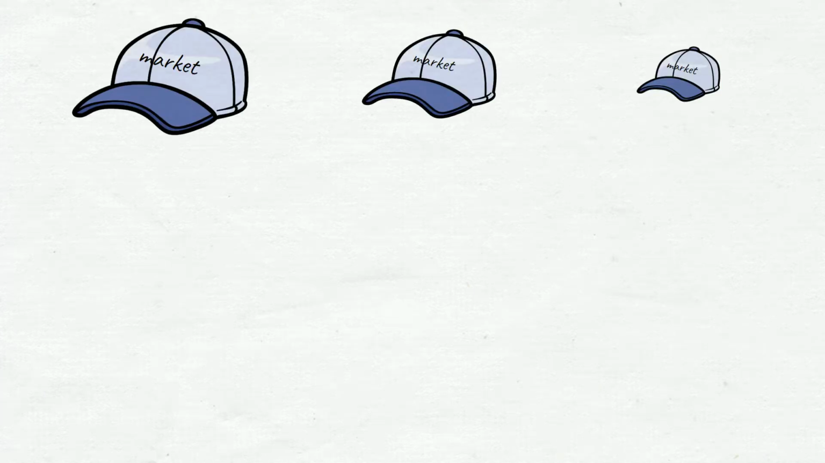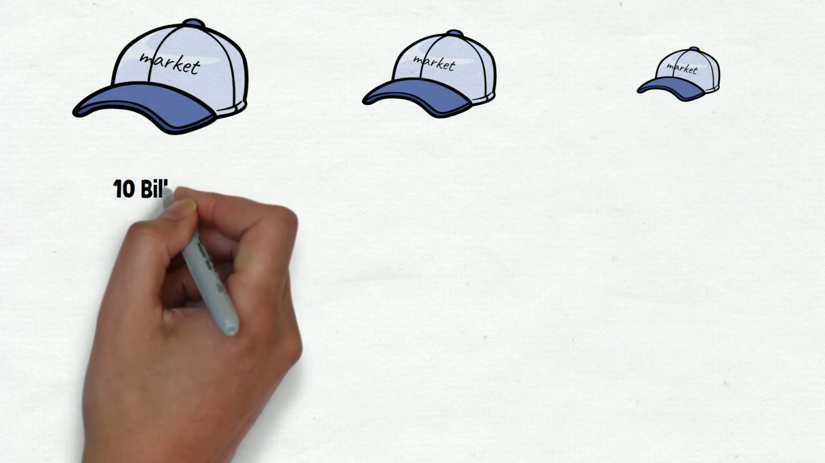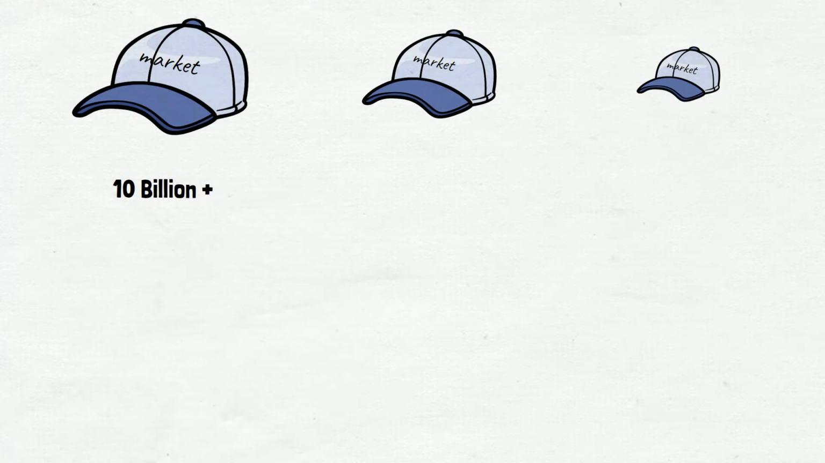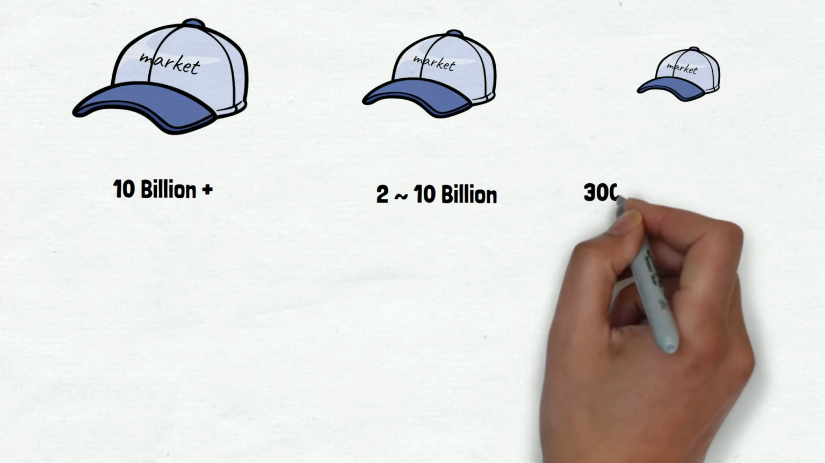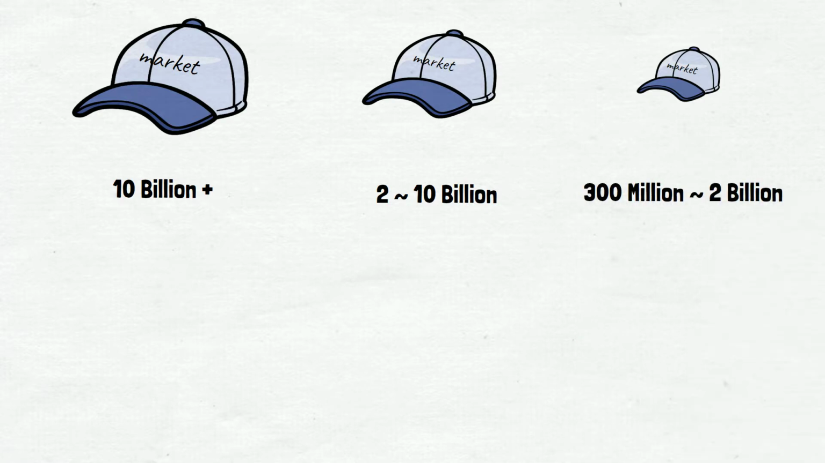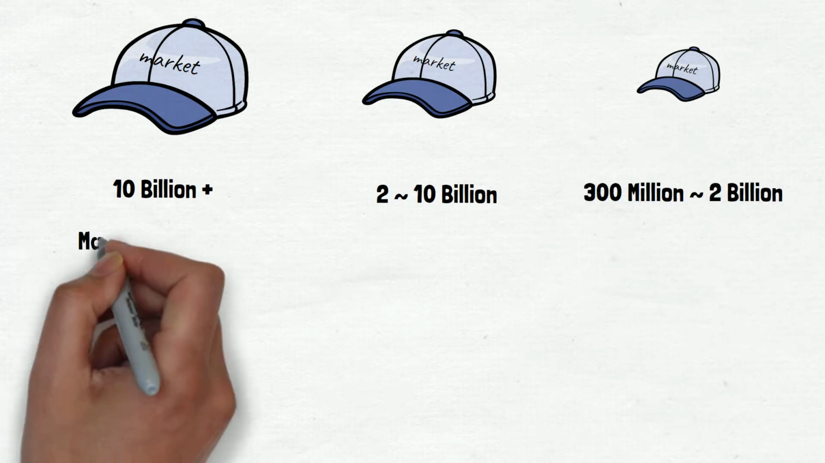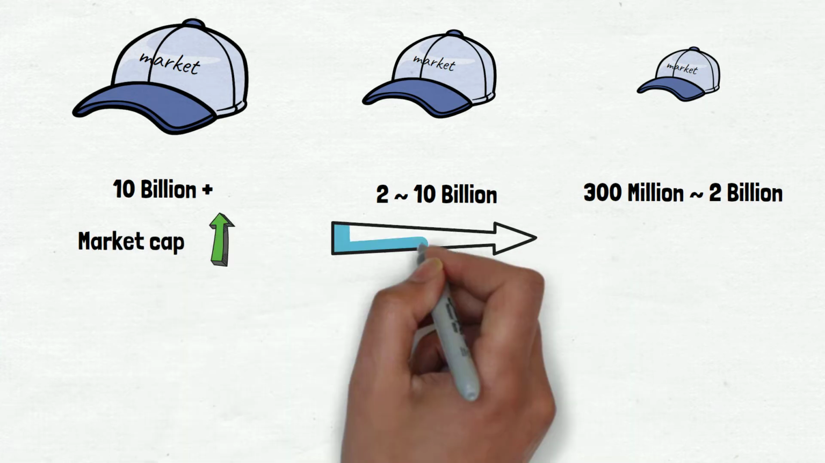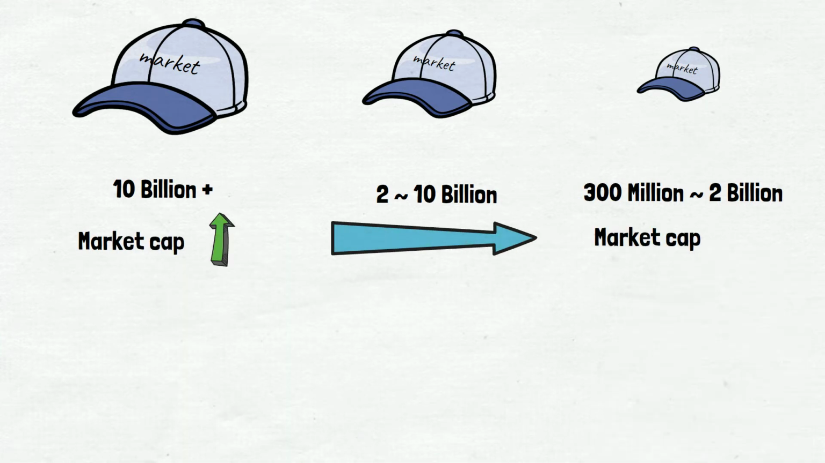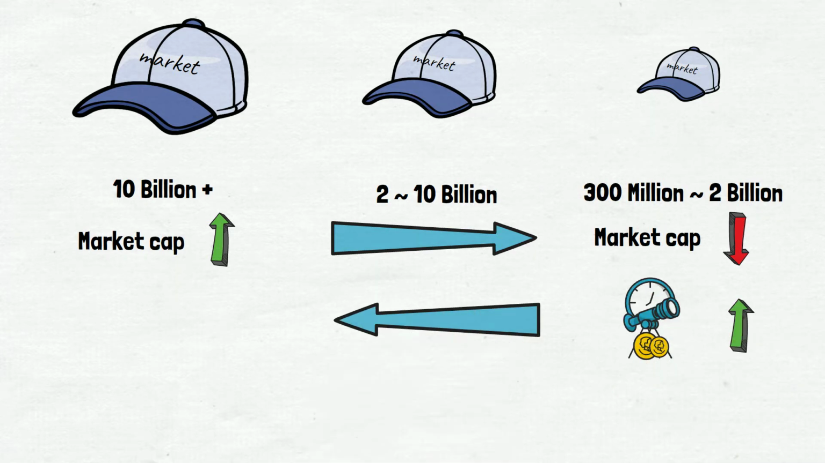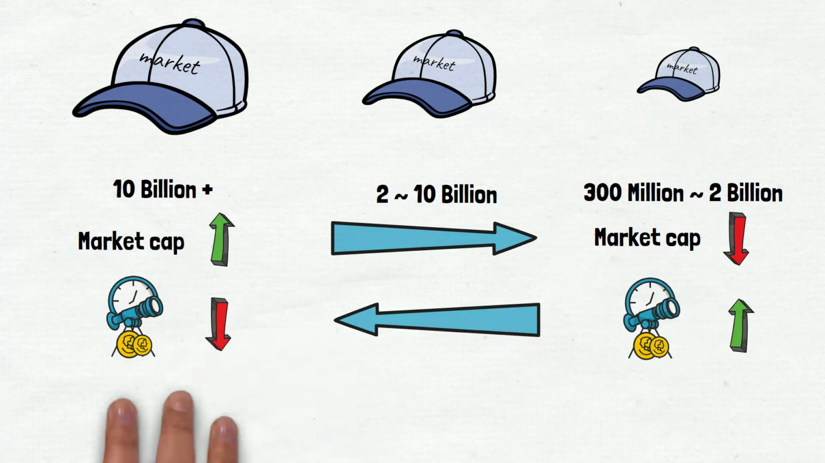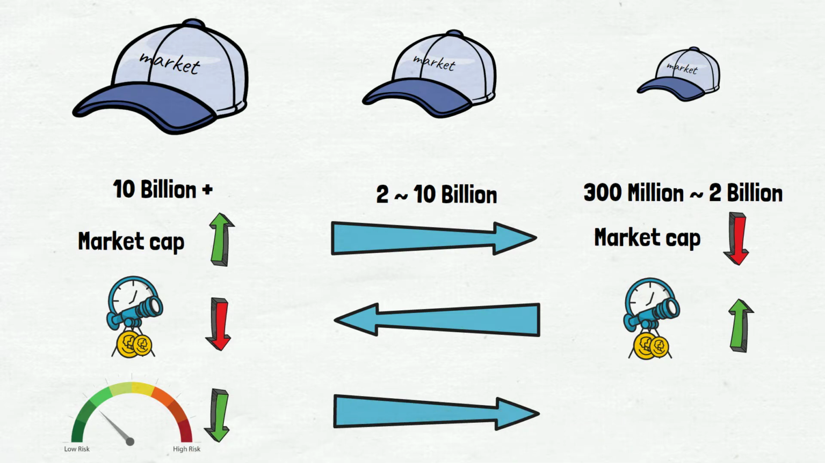Generally, there are 3 tiers of market caps: large, mid, and small. Large cap is 10 billion or more. Mid cap is 2 billion to 10 billion, and small cap is 300 million to 2 billion. The smaller the market cap, the more price movement of that stock, so more opportunities to make money, but also higher risk. And for larger cap companies, they are less rewarding to invest, but they are also less risky.